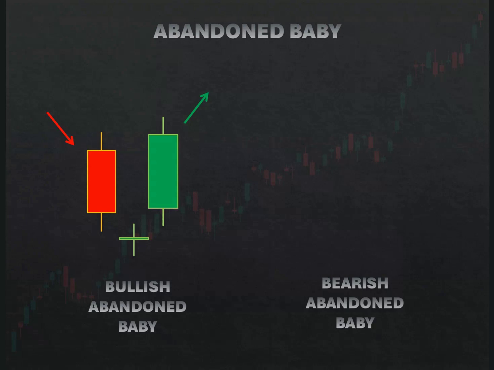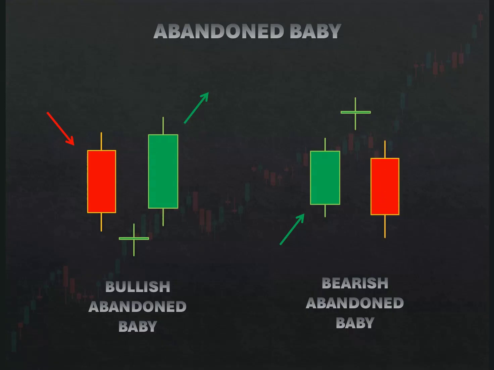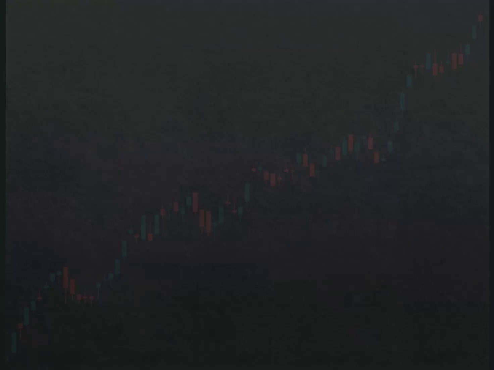The bearish abandoned baby forms during an uptrend. Here the first candle is a green bullish one, then the second one opens with a gap up and forms a doji. Finally, the third one opens at a gap down and dips further, showing reversal to a bearish trend.